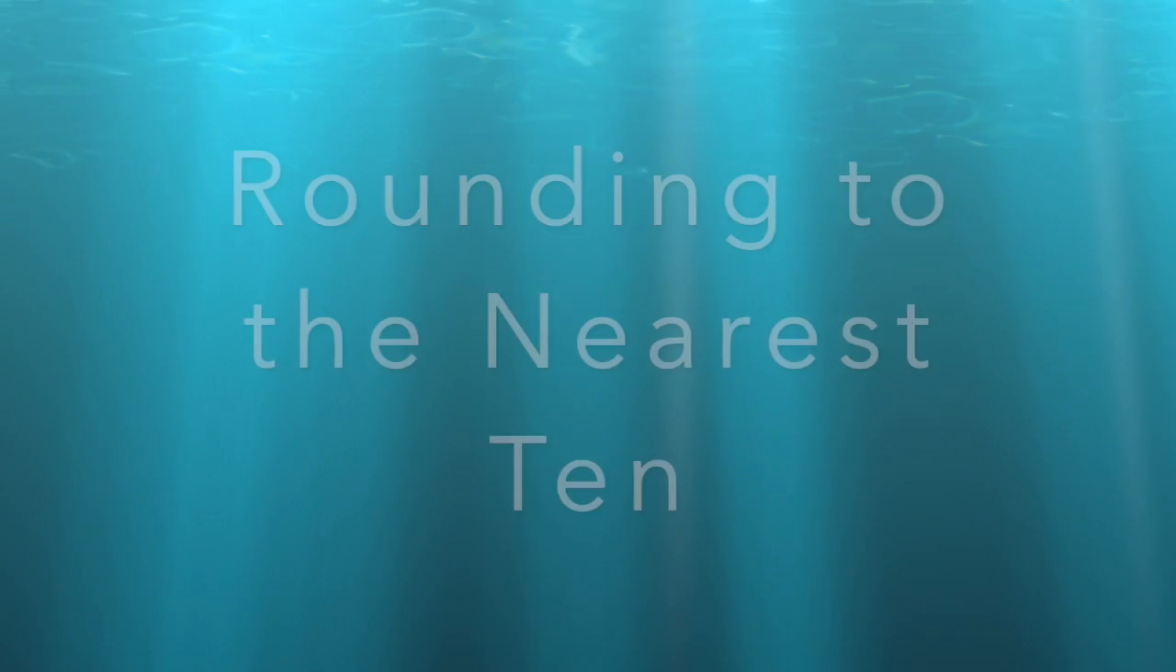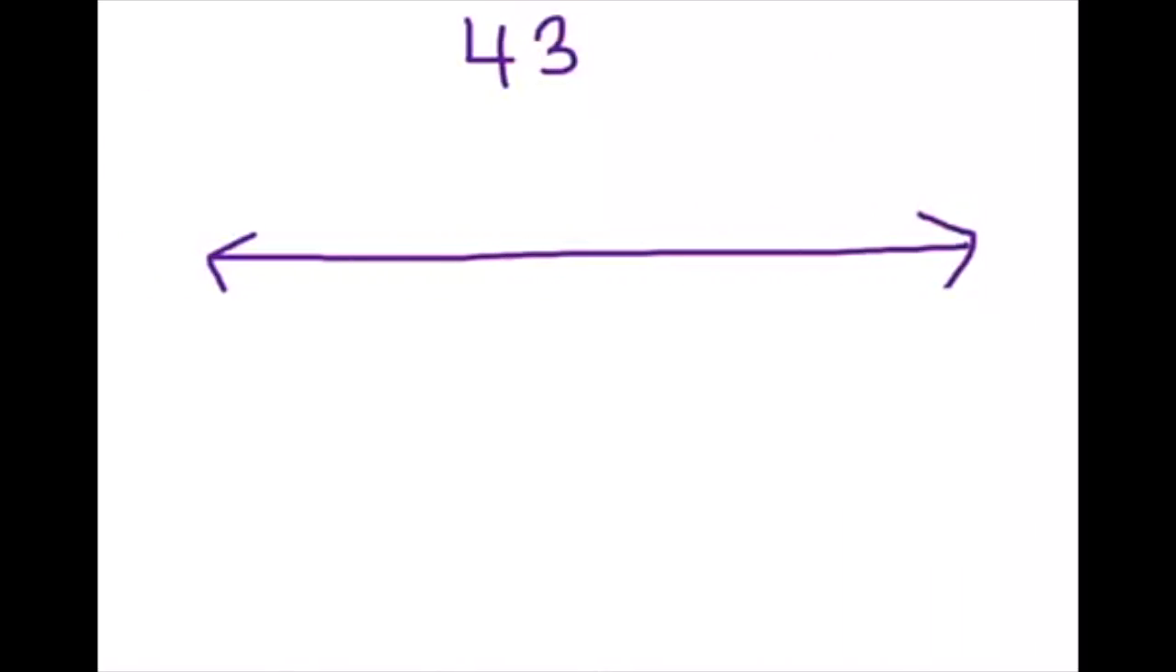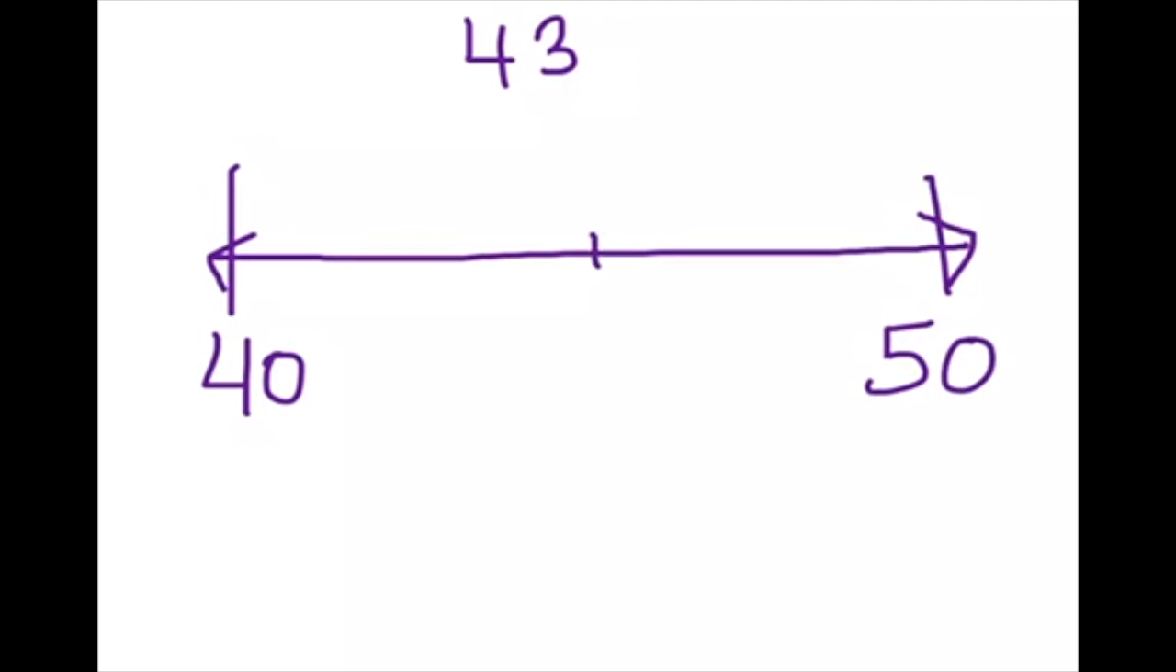Rounding to the nearest 10. So I have the number 43, and I'm going to be rounding to the nearest 10 for this strategy. I have a number line, and at the first end I'm going to have 40, and on the last end I am going to have 50, okay? Because 40 and 50 are those tens. So if I ask myself, 43, it's between 40 and 50. I am also going to label on my number line the number 45 because that's our midway point. It's halfway to 50.